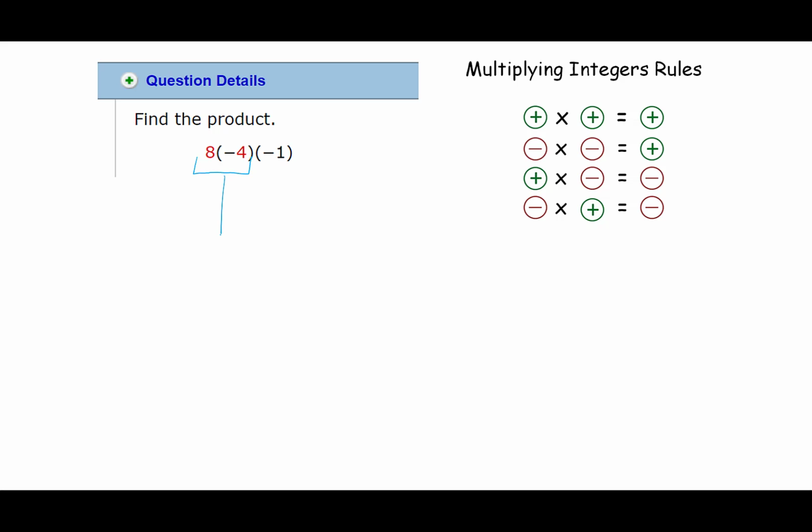Let's first take the +8 times the -4, and yes, that is -32. Next, take the -32 and multiply it by the third number, which is -1. That's a negative times a negative, so the final answer ends up being +32.